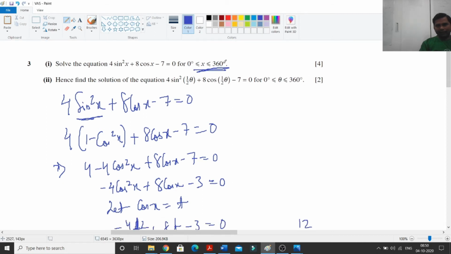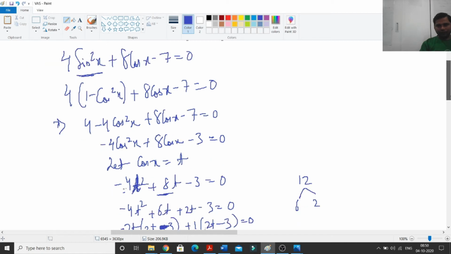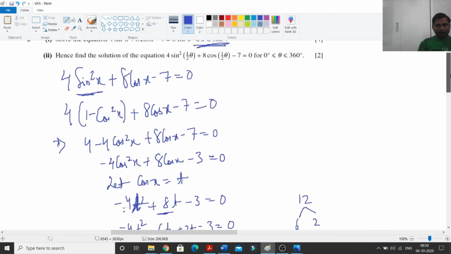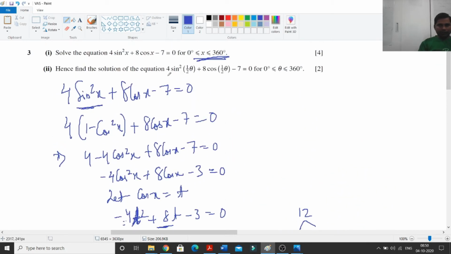As it is between 0 and 360 degrees, one answer will be in the first quadrant and another answer will be in the fourth quadrant. So that will be 360 minus 60, which is 300. So this is the answer. Now let's solve the second part. Hence, find the solution of the equation. As you can see here, the difference is that in place of x there is theta over 2, and we have to find for 0 to 360.